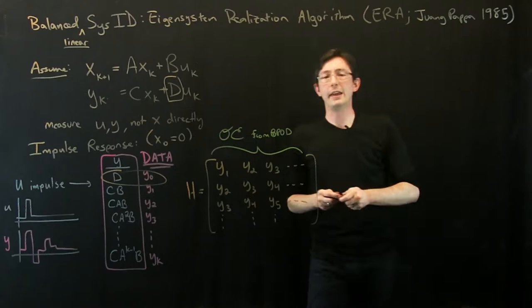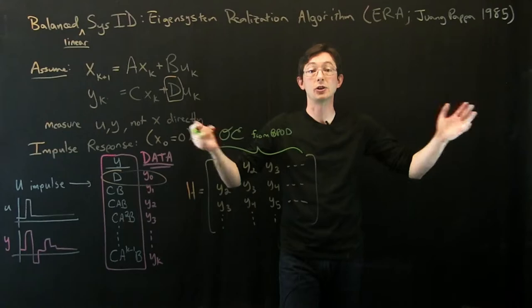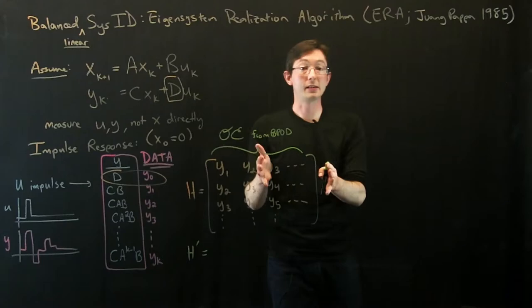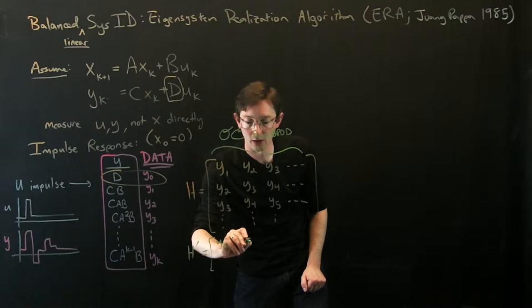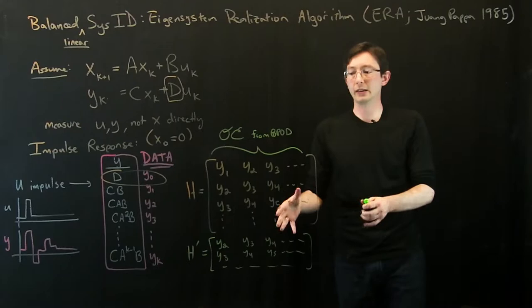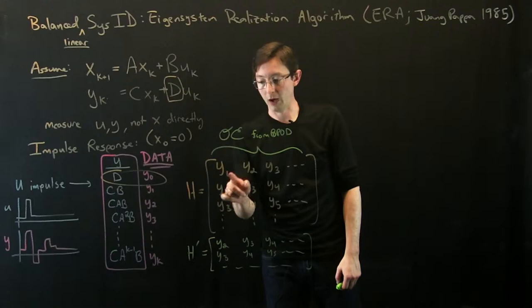And then what I can also do, I have all this data. I hit the system. I measure it for a long time. Data is cheap nowadays. I can also measure H prime, which is basically all of this one time step in the future. So it's the same matrix, but instead of Y1, this is Y2, Y3, Y4, and so on, Y3, Y4, Y5, and so on. Running out of space, but you get the idea. It's exactly the same size as H, just shifted one delta T in the future. And so Y1 becomes Y2, and so on and so forth.